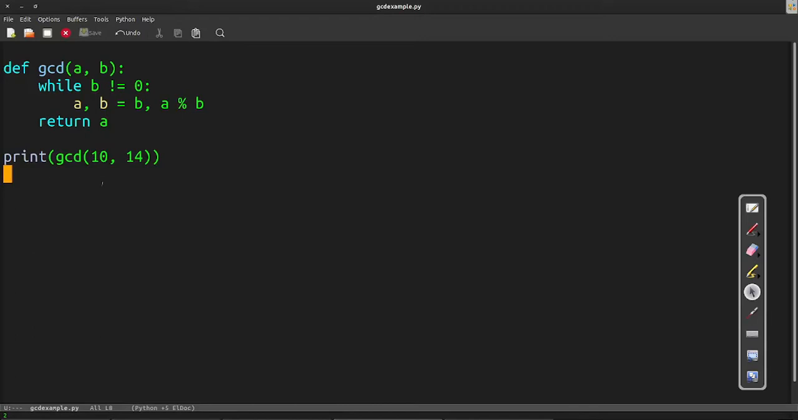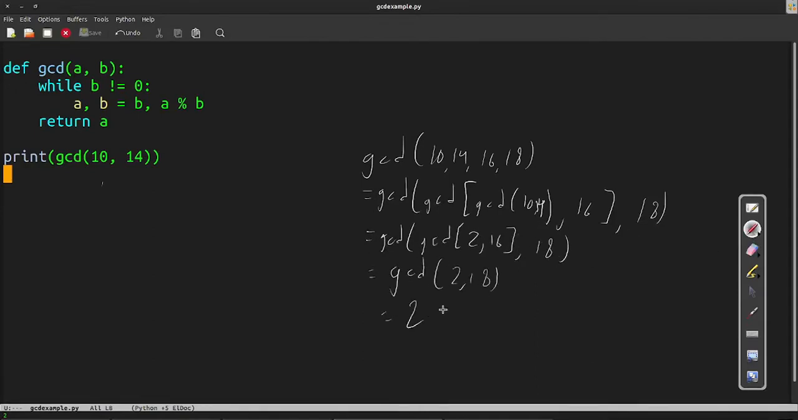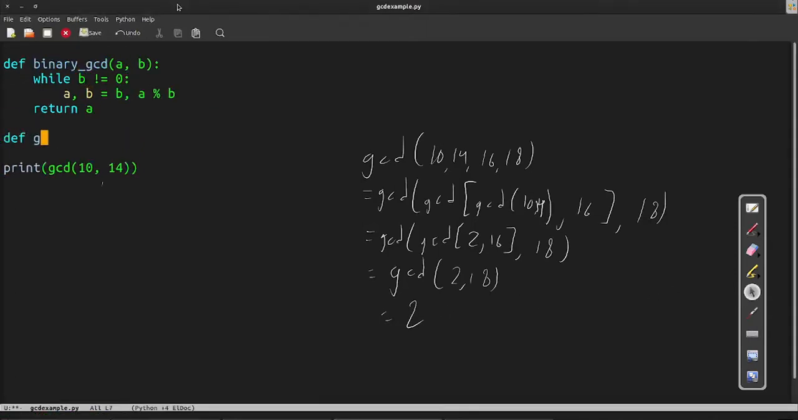We can also calculate the GCD of several numbers by simply applying GCD to the first two, and then to the next, and so on. This is an example of a fold operation which is common in functional programming. We can write that in Python as follows.